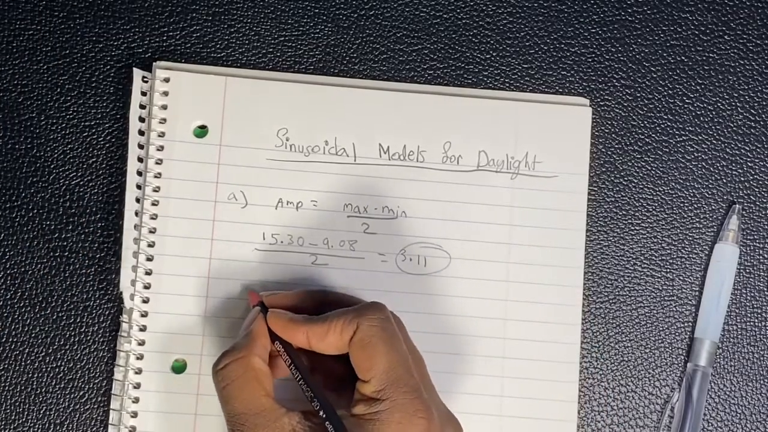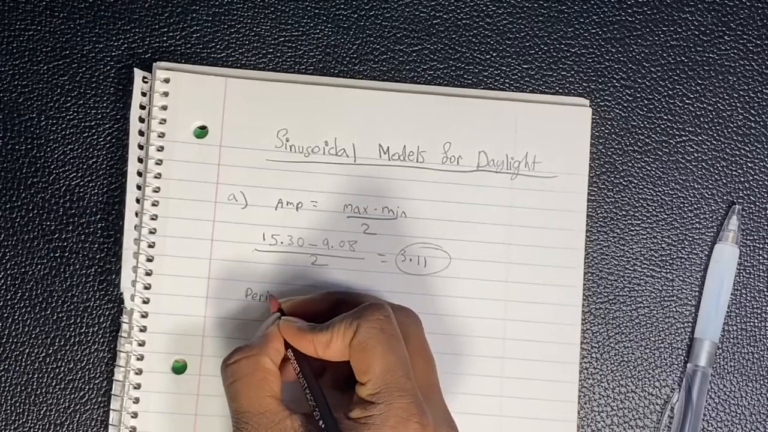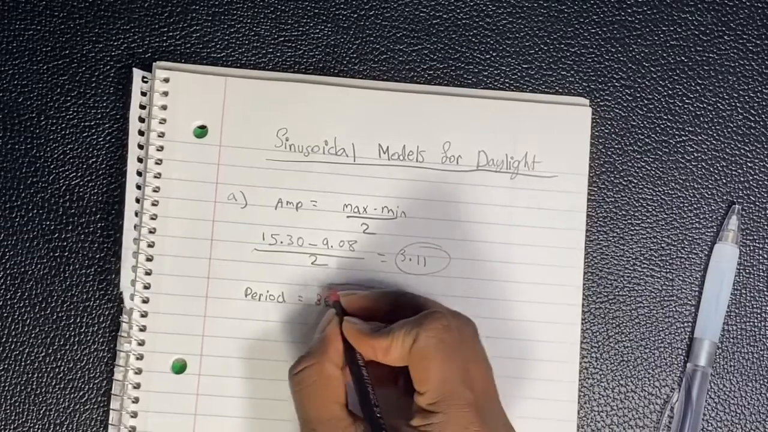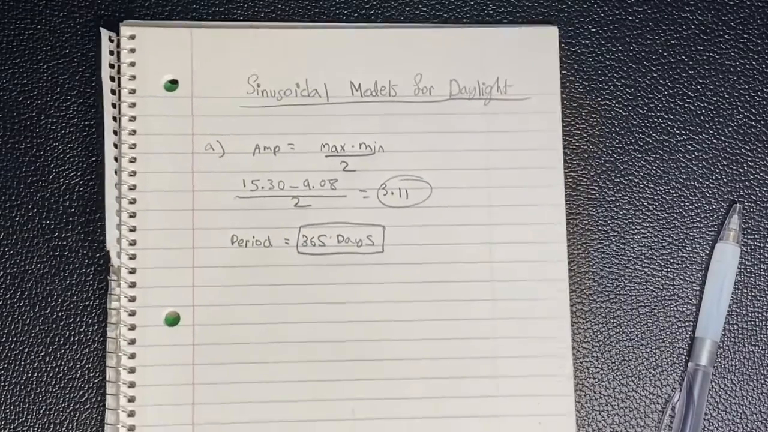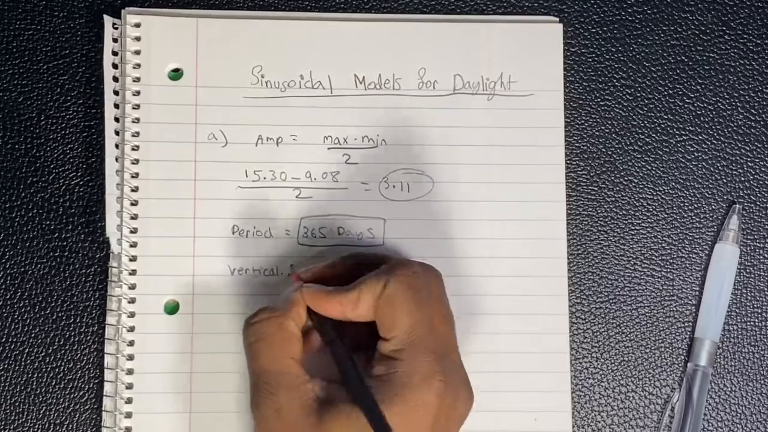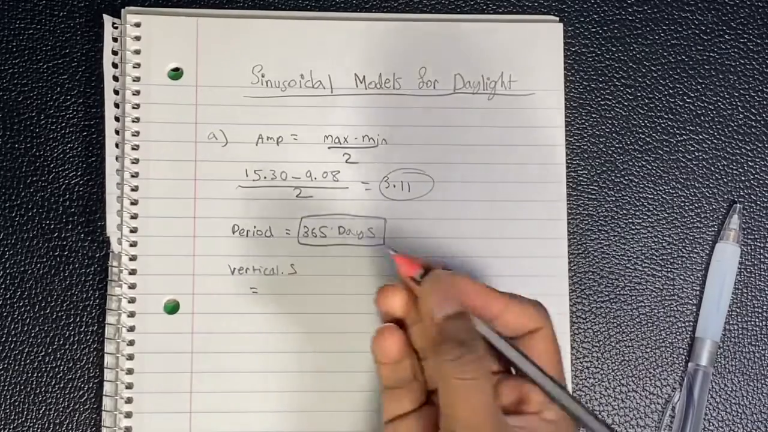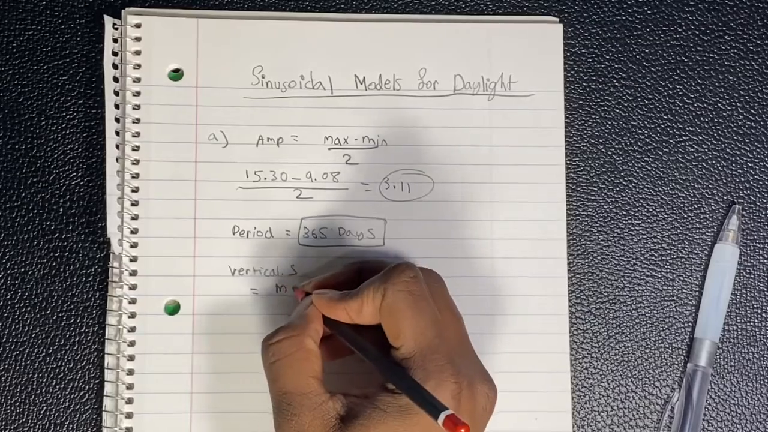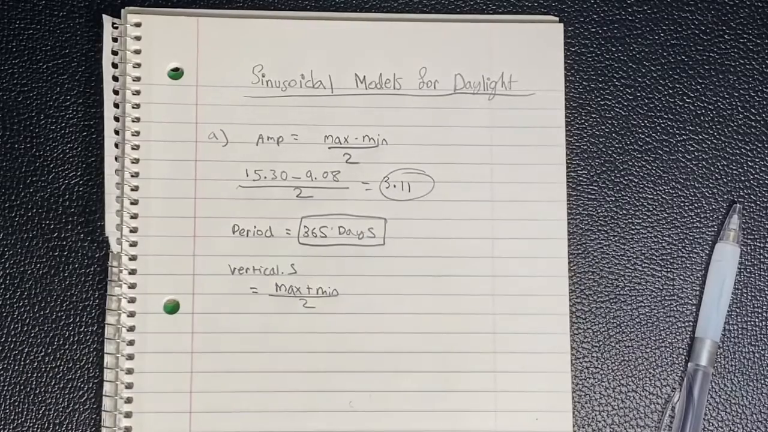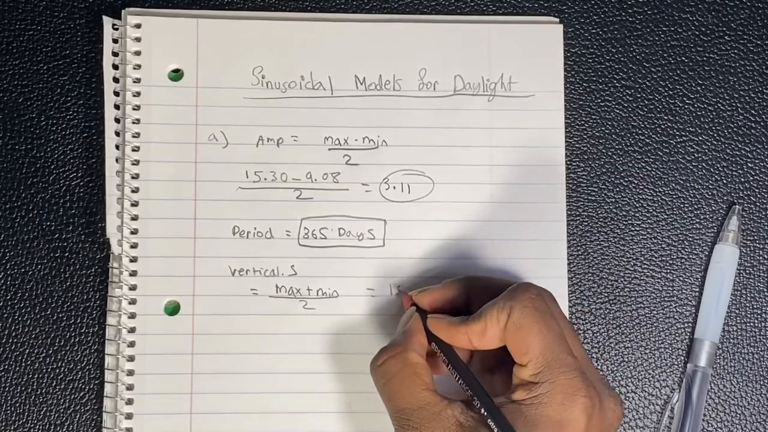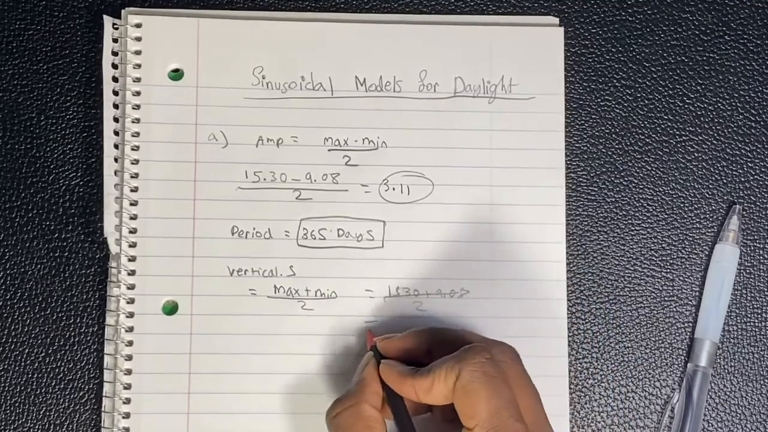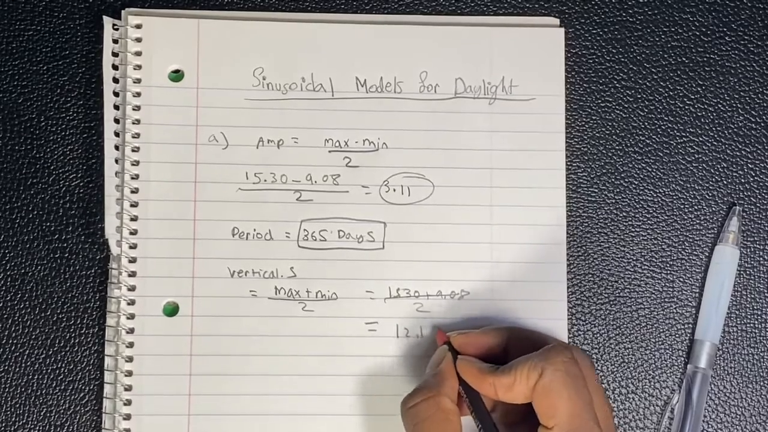The period is just the length to repeat itself, and this is 365 days. And then finally, the vertical shift. You basically do the opposite of the amplitude, and you add the maximum and the minimum instead of subtracting, and divide by 2. And this is 15.30 plus 9.08 divided by 2 equals 12.19.